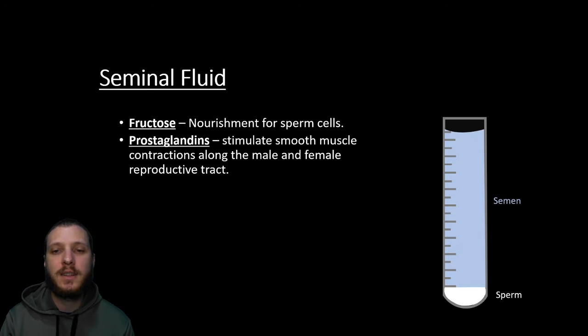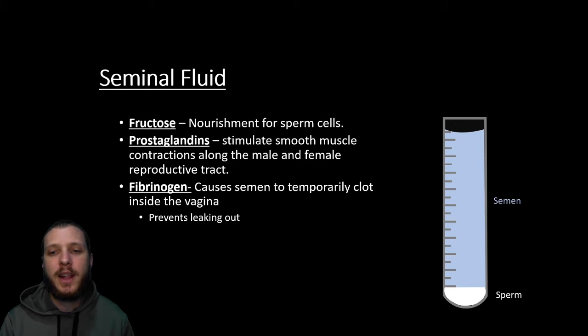You have prostaglandins. If you remember, prostaglandins are going to be a local hormone. And besides being associated with inflammation and some other things, it's also going to stimulate smooth muscle contractions along both the male and female reproductive tract. So that's going to be important to help mobilize these sex cells.